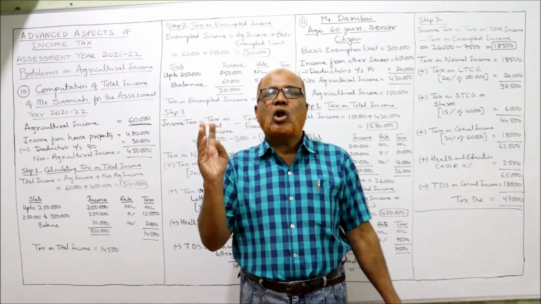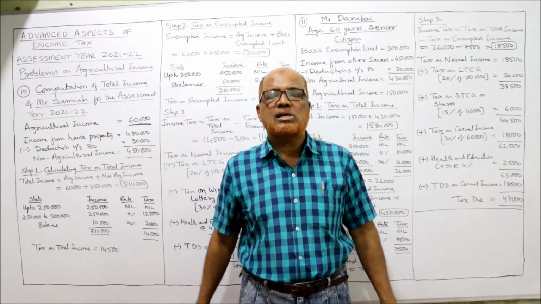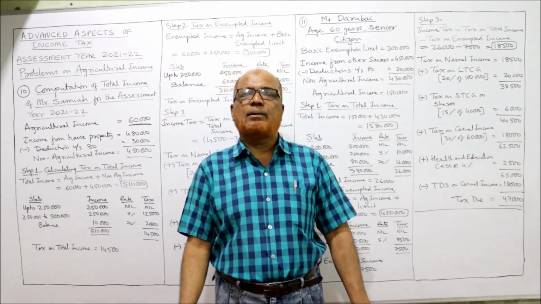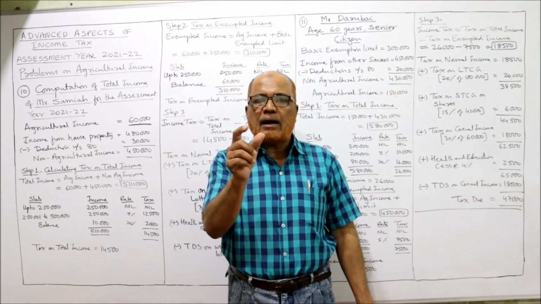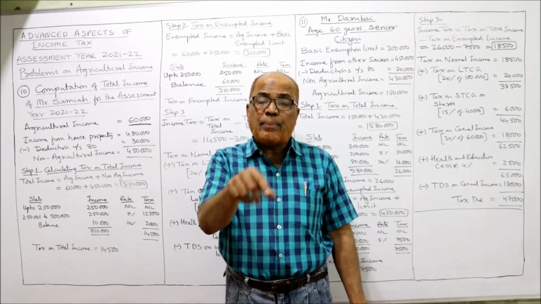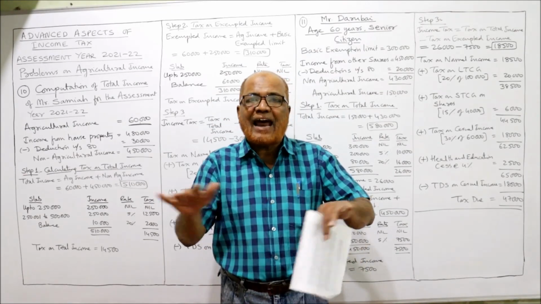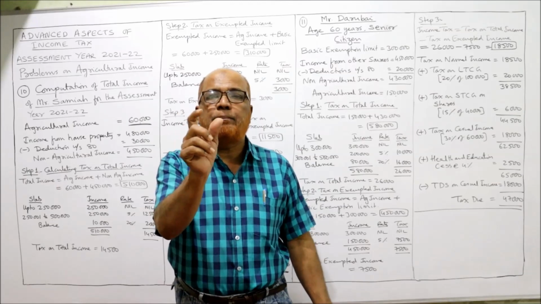First of all, long-term capital gain. In the coming videos, I am going to explain about long-term capital gain. The long-term capital gain is separately taxable at a flat rate of 20%.